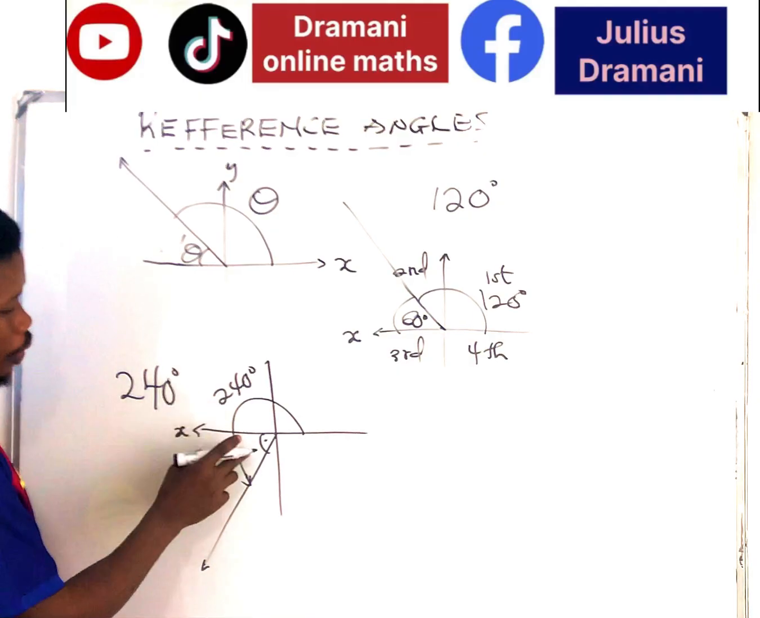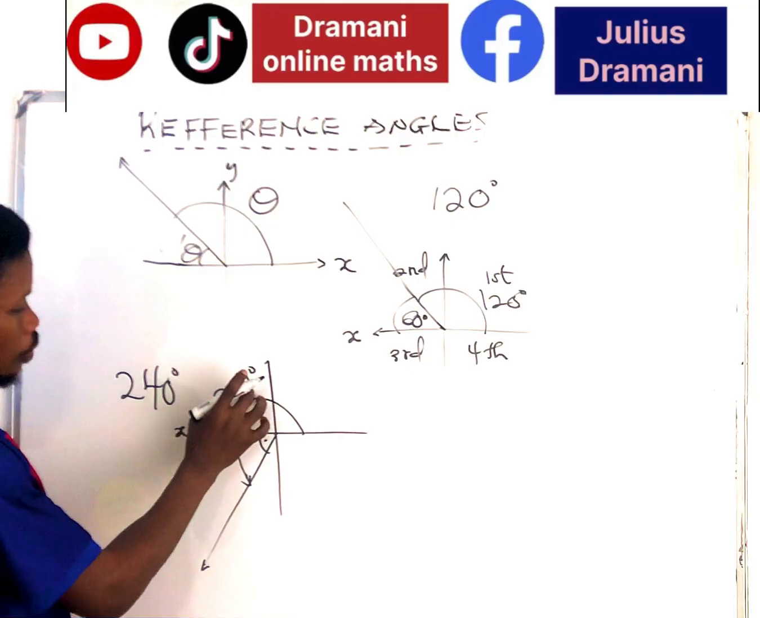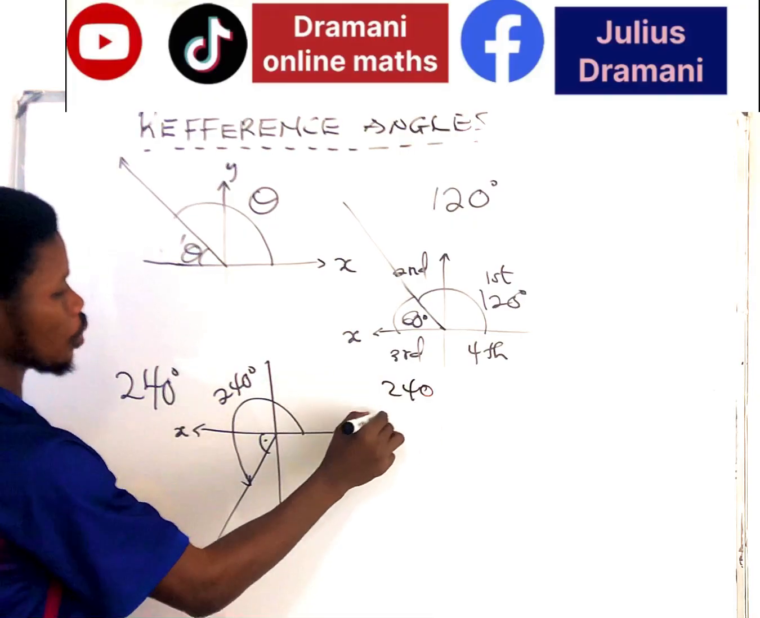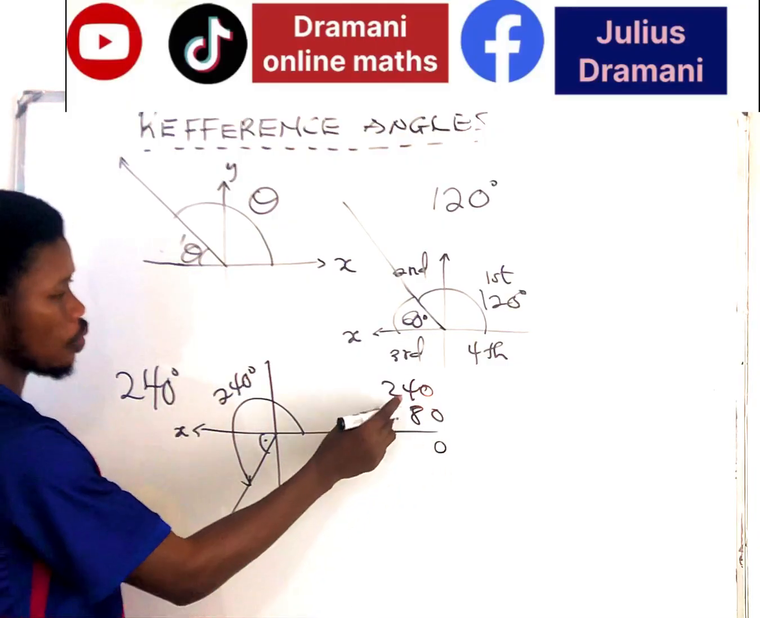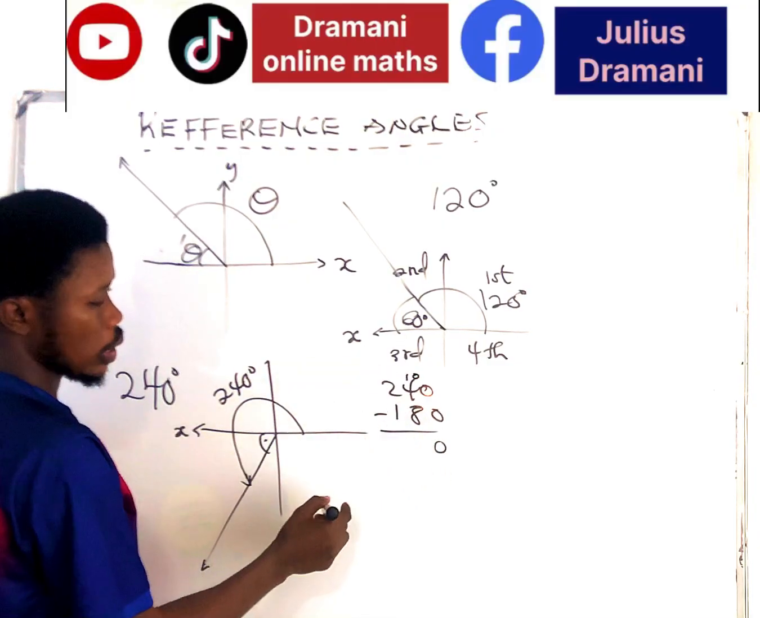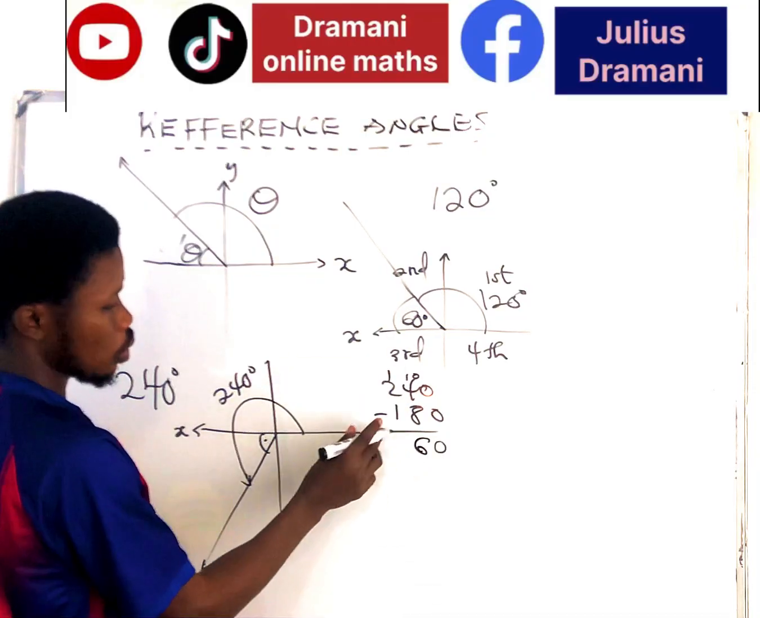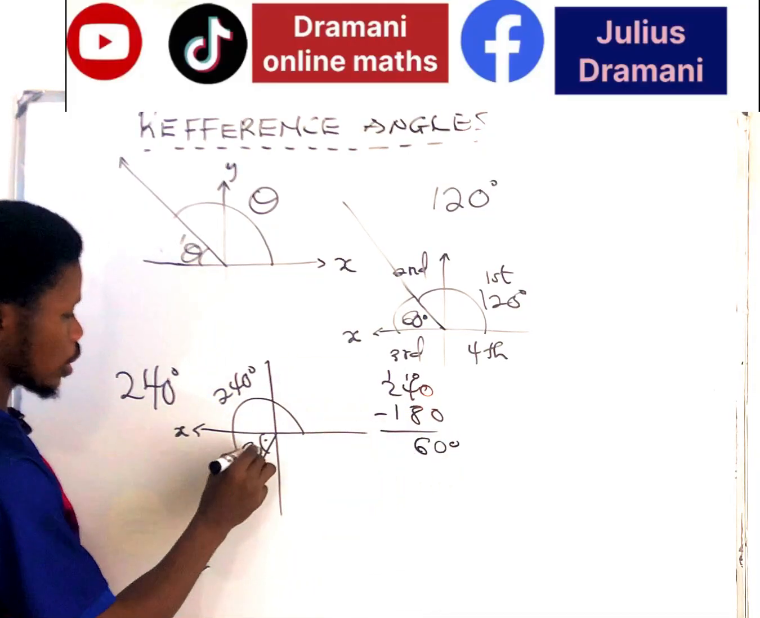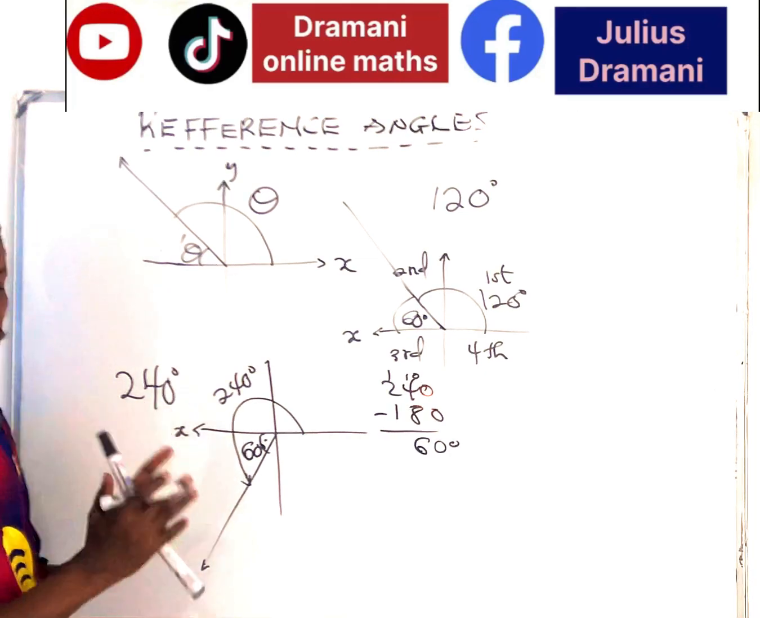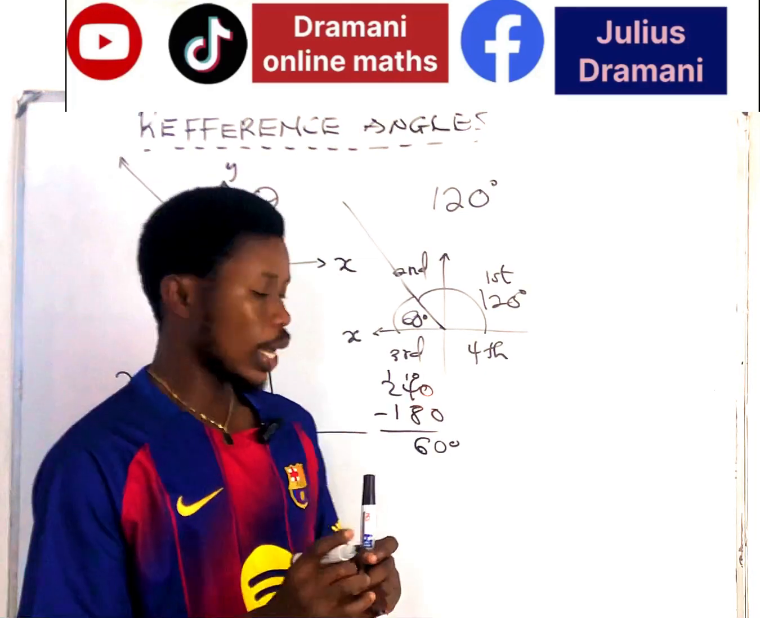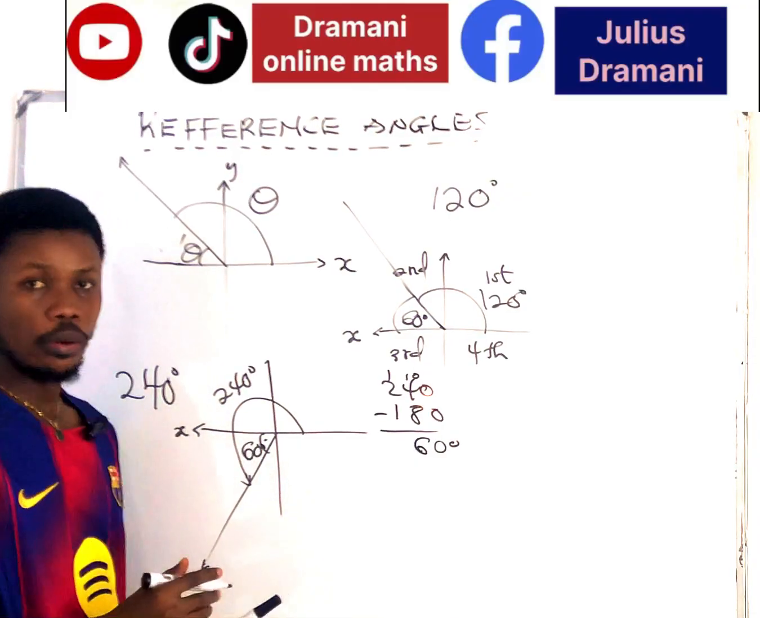So what would we do? Subtract 180 from 240. And what do we get? Here will be 0. If you borrow and add, here becomes 14. 14, if you subtract 8 from 14, you get 6 here. You have 60 degrees. So this becomes the reference angle. Is that okay? So the reference angle basically means the angle that is made with the x-axis and the terminal line. That is your reference angle.